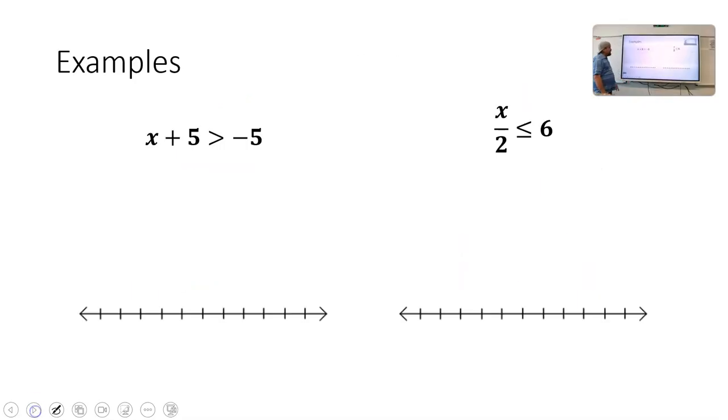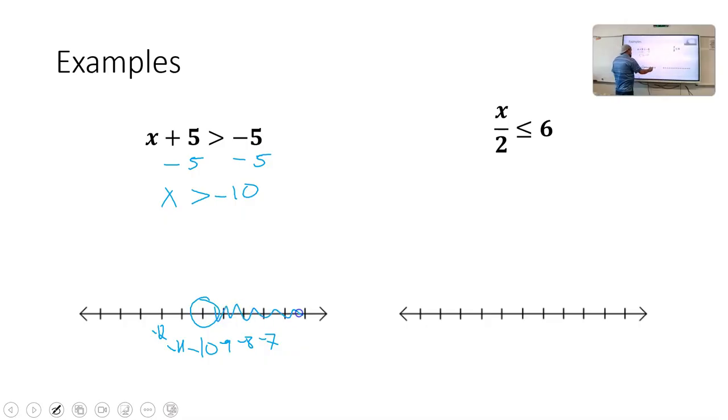Okay, let's try solving and then graphing. So here we're going to go ahead and subtract 5 from both sides. We get x is greater than -10. So we have our boundary number at -10. If we're going this way, it would be -9, -8, -7, and -11, -12. These numbers will already be filled in for you on your assignment. So x is greater than -10, so it's open circle going to the right.